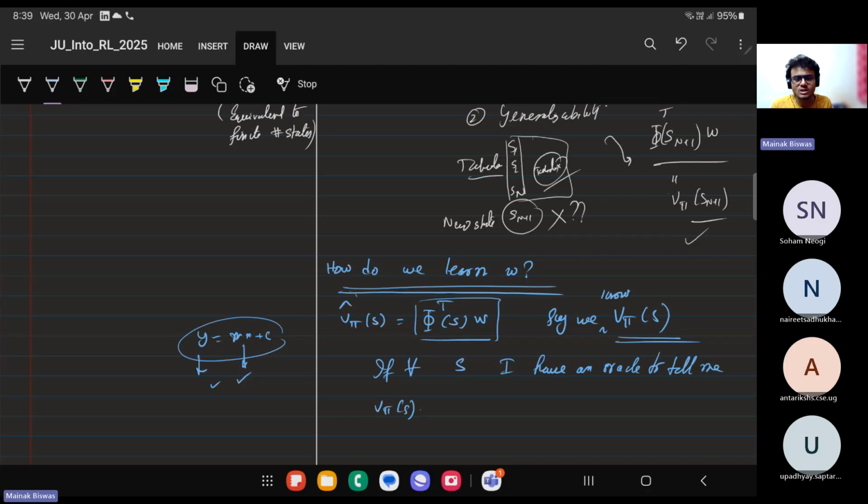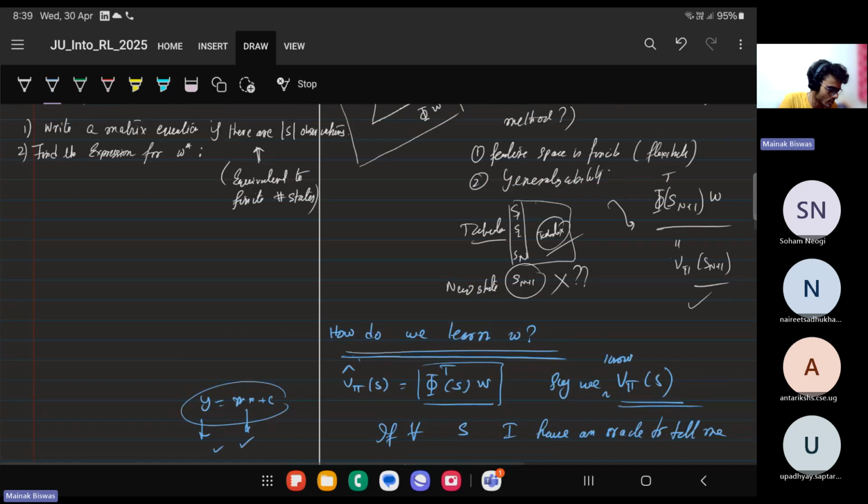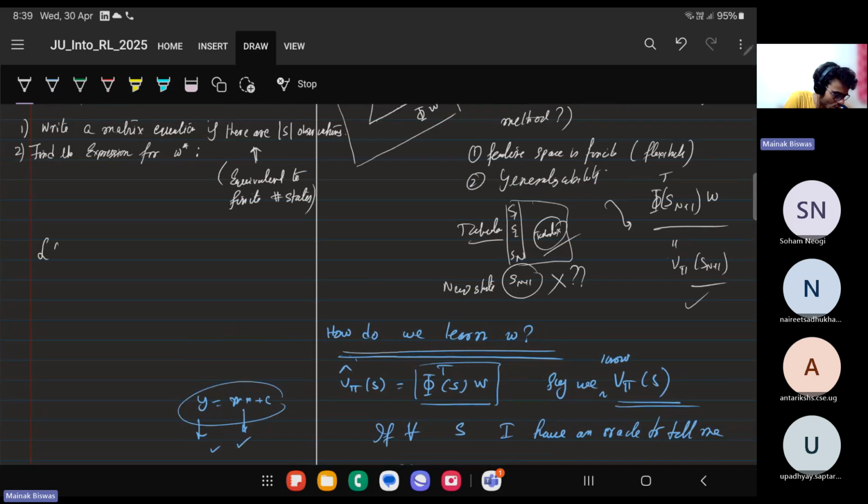You can simply do least squares. So what can you do? You can define a loss function over W, saying that over all the states S, it is V pi of S minus phi transpose S into W, squared. Yes or no? Say half. We'll see why. Clear? So what is this meaning?